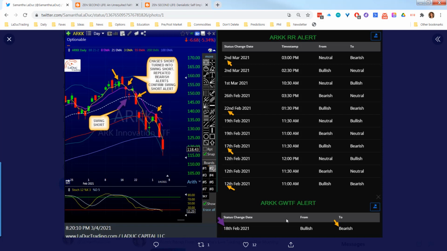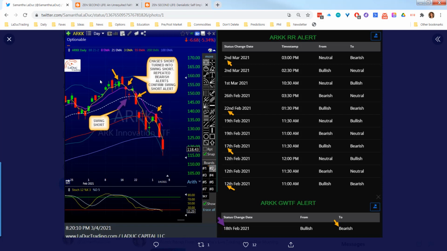The swing short for the ARK go with the flow alert triggered on the 18th of February, which is right here. So it was actually really early in picking up this big change in trend direction. So from peak to trough, ARK has fallen 24%. That's a big deal in very little time. It is also a big deal for the Qs. We have now gone negative on the year.